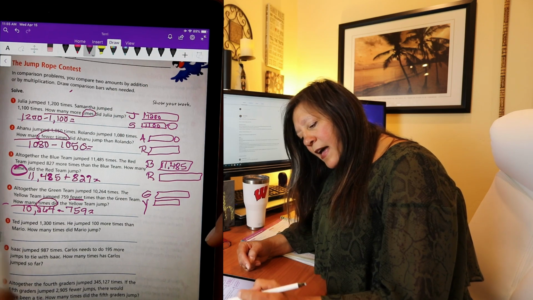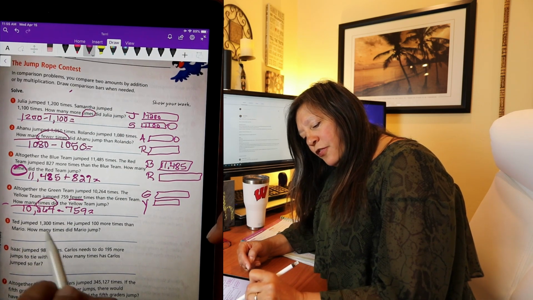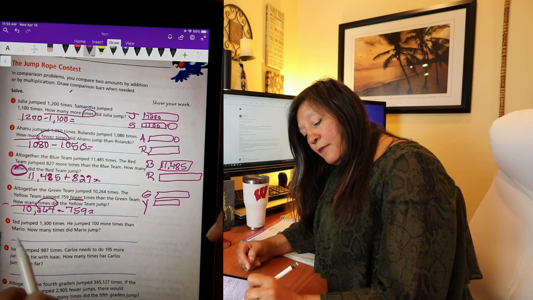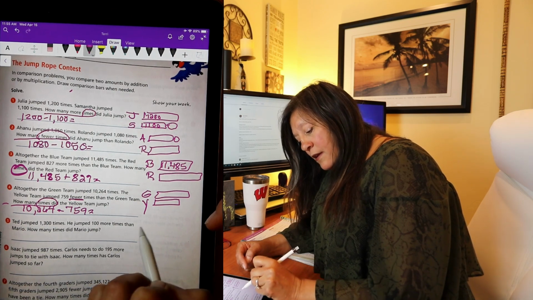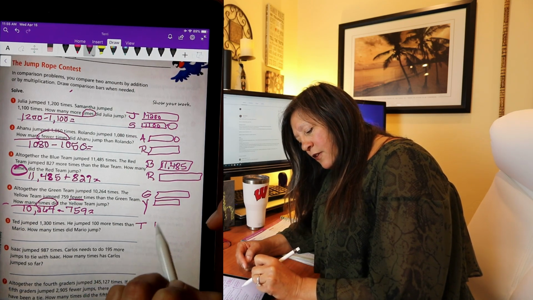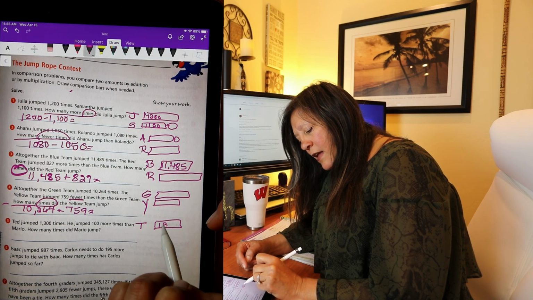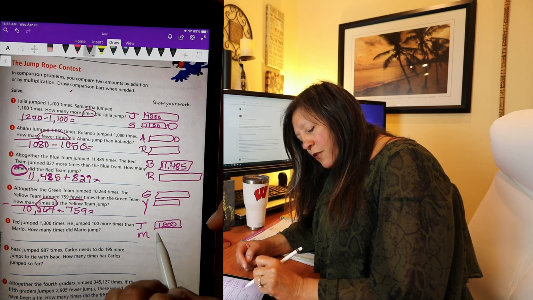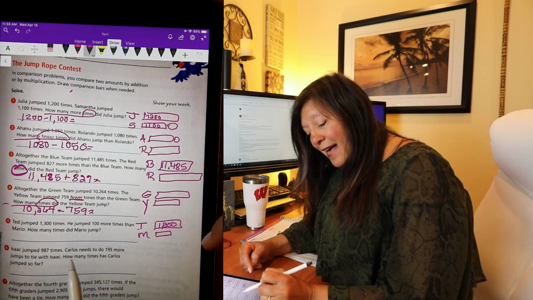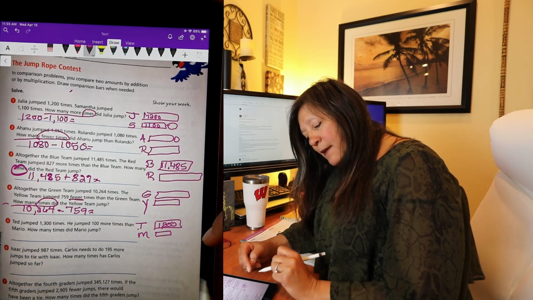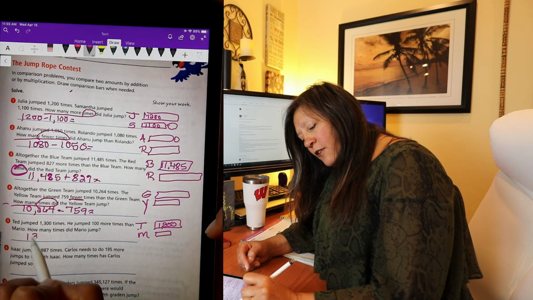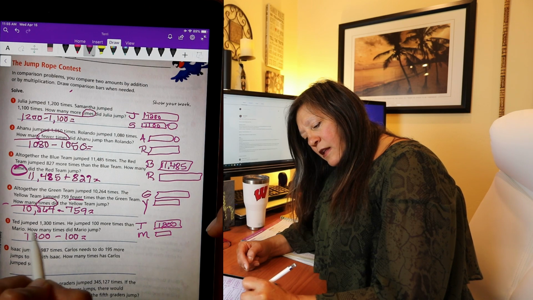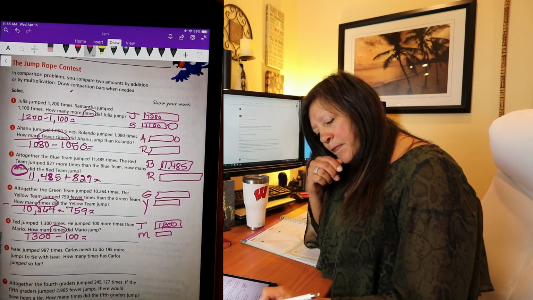Number five, Ted jumped 1,300 times. He jumped 100 more times than Mario. So Ted is 1,300, we know that, and it's 100 more than Mario. That means Mario is going to be less. So how many times did Mario jump? You're going to take 1,300 minus 100 and label it with times.